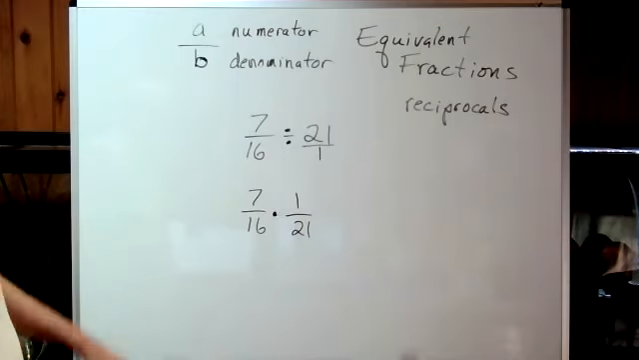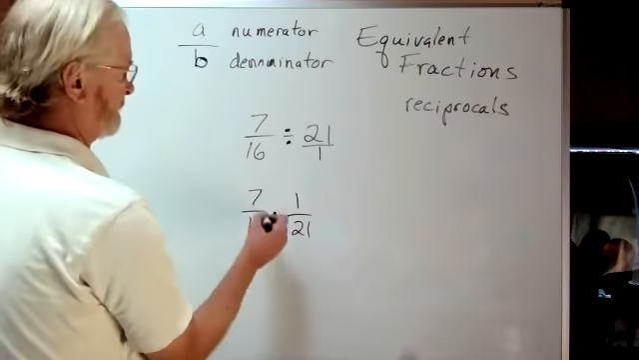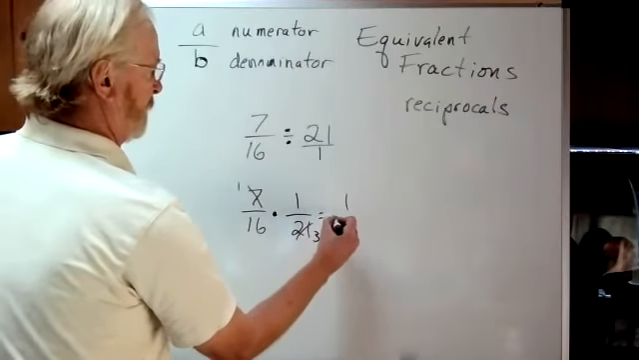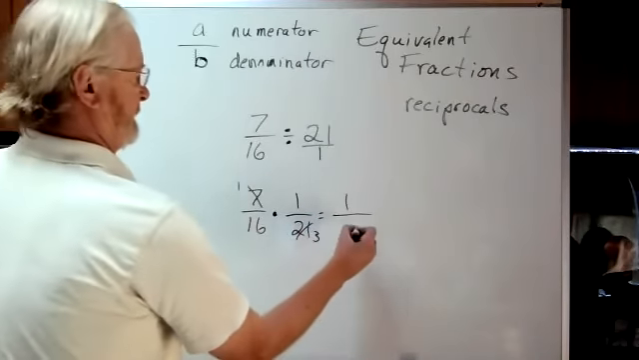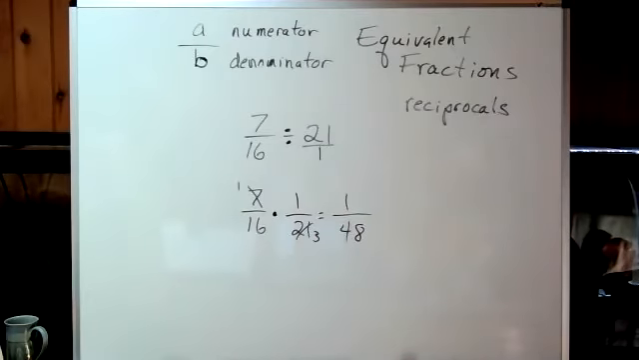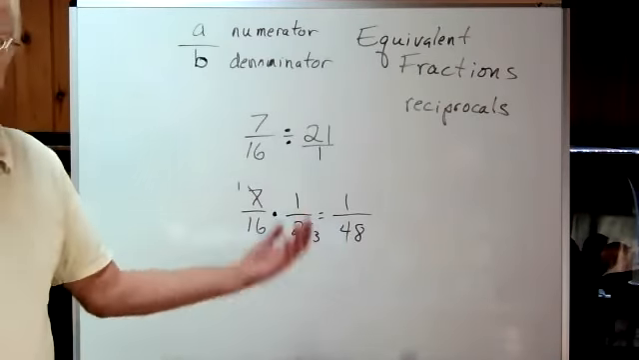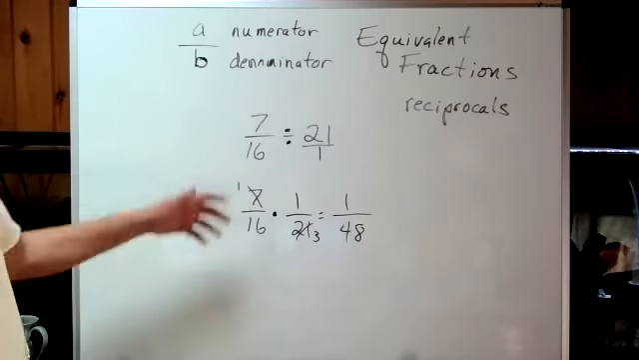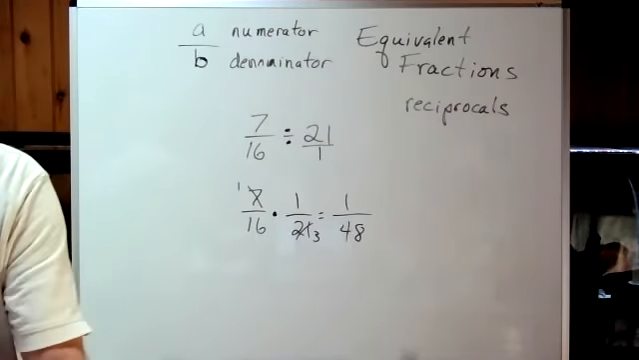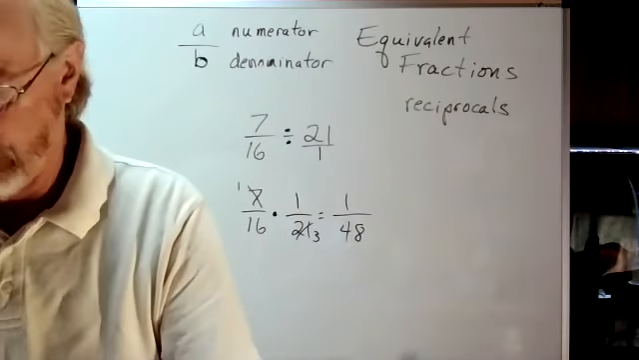Okay, so I just took 21 and flipped it over, made the reciprocal. And I'm ready to multiply, but I noticed there's something I can cancel here. I can divide some 7s, and I get a 1 over 3 times 16, that's 48. So 1/48. Invert and multiply was that elementary school phrase for dividing fractions, if you remember that idea.